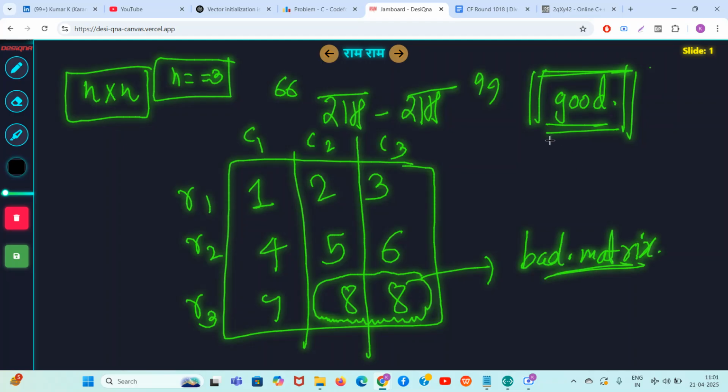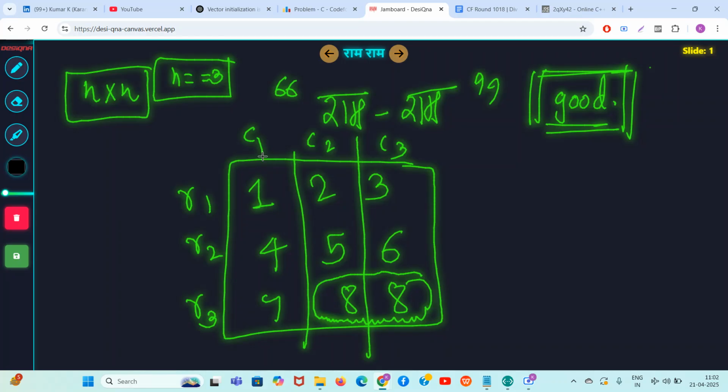The question is saying to convert the bad matrix to a good matrix. Why is this bad? Because you can spot a place where two adjacent cells are matching. So how will you convert it into a good matrix? They are saying that you can do a column operation or a row operation. But you can do an operation at a particular index only one time.